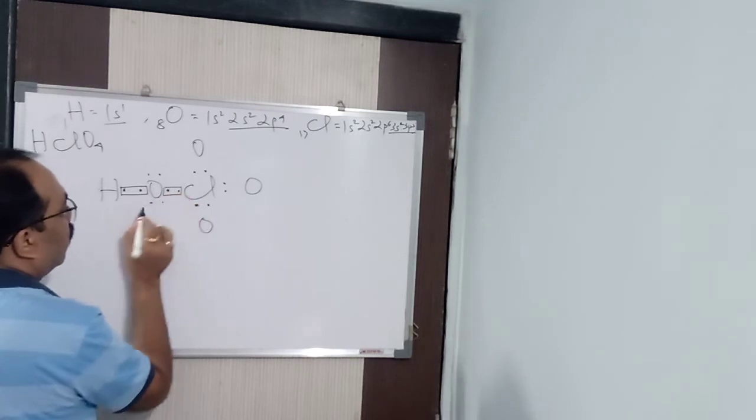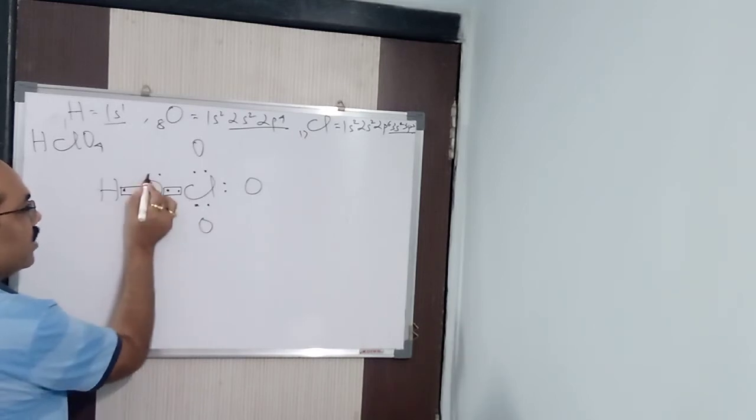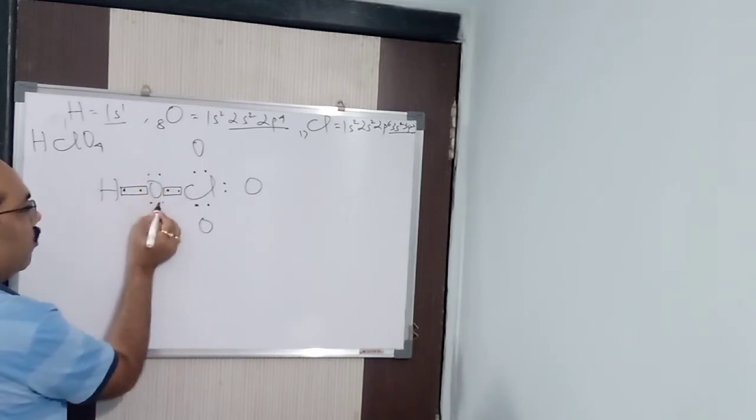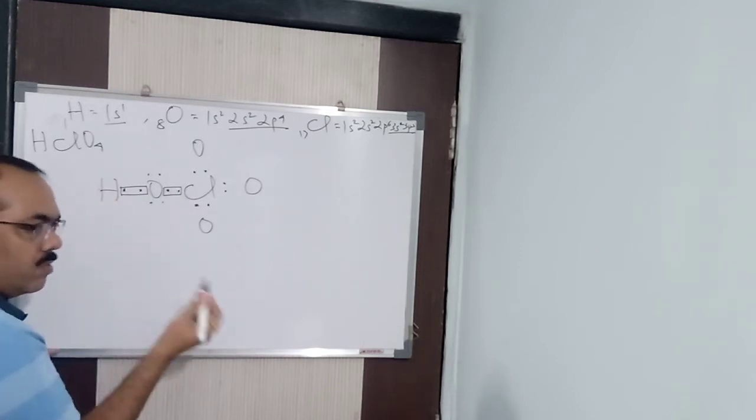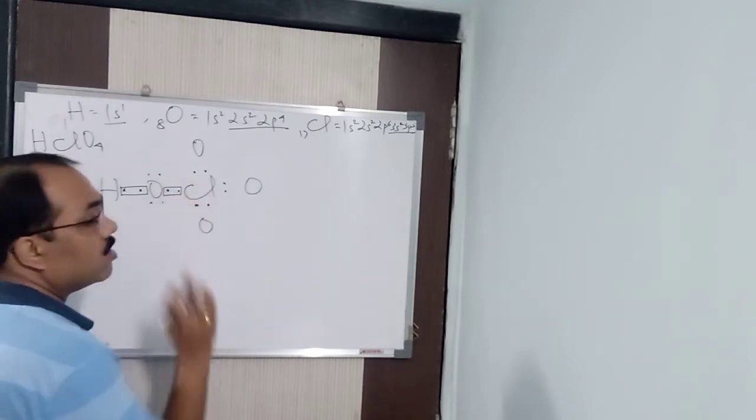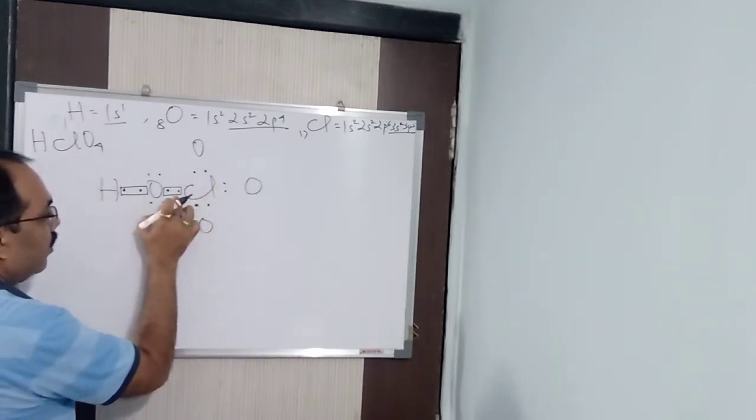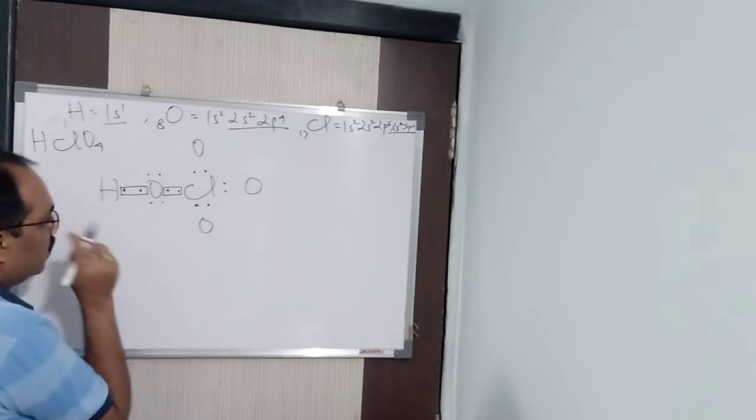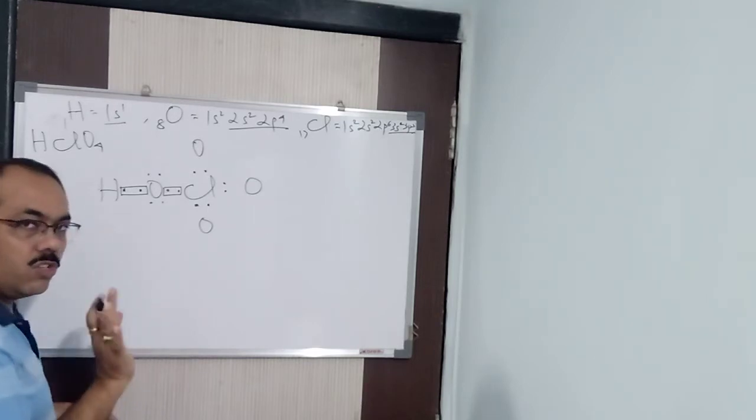Now oxygen combines with chlorine. It shares with chlorine. Now you can see oxygen is satisfied. How? Oxygen had 6: 1, 2, 3, 4, 5, 6. Then 1 electron from hydrogen, 1 electron from chlorine. 6 plus 2 is 8. So oxygen is stable, hydrogen is stable. Now chlorine is also stable. Chlorine had 7, and it borrows 1 electron from oxygen. Now it is stable. Chlorine is also 8.